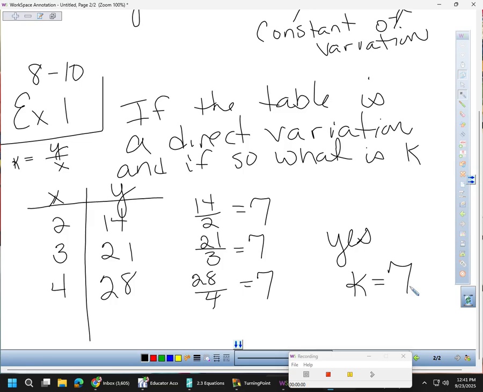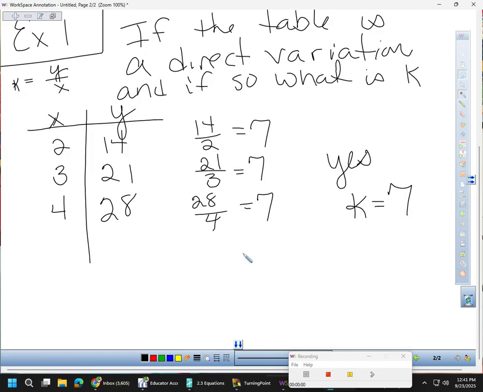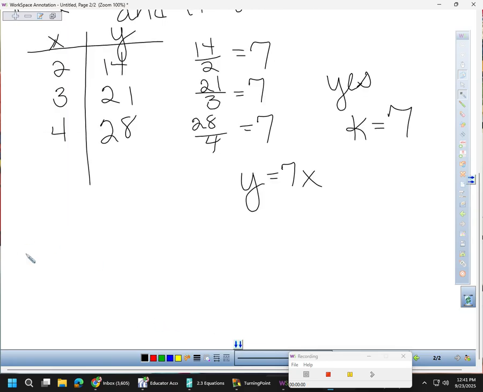Okay? So that's all you have to do for the first couple. Just do y over x and tell me what k is. If you had to write the direct variation equation, it would be y equals 7x. That would fit for every one of these. All right, example number 2. This is problems 12 through 18.